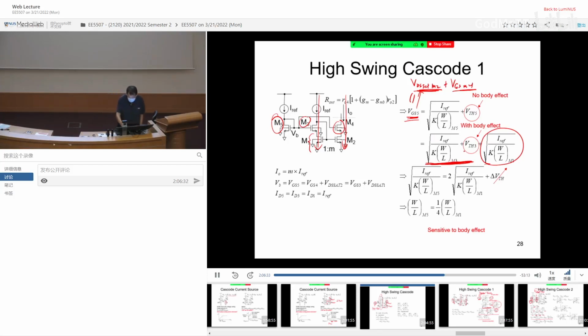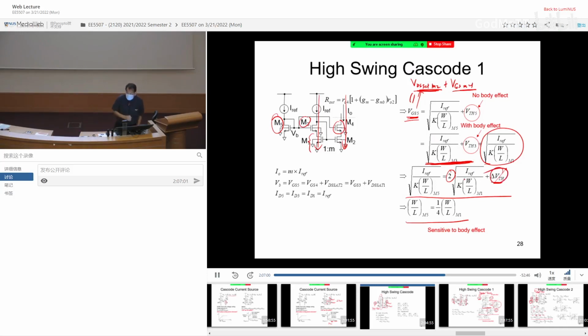Now, of course, here I lump the VTH phi and VTH3 together and call it delta VTH. And because M3 and M1 are identical, I can sum them together and it becomes 2 times. So in the end, I have this very simplified formula. If I ignore the delta VTH, I can right away derive this sizing. Very straightforward. But the problem with this method is these 2 things.